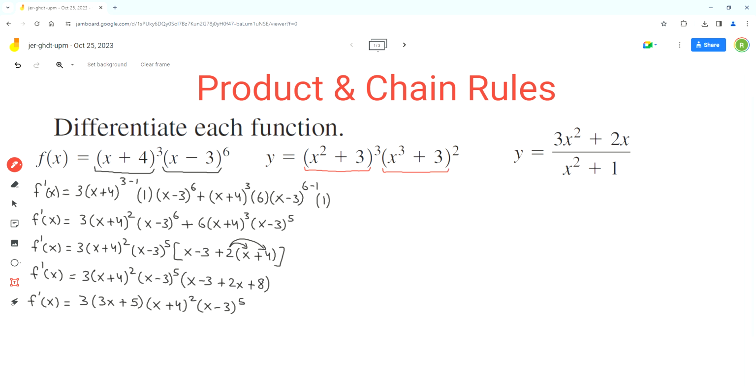So I'll start here at the bottom. So our first step is y prime. So I'm using the prime notation.